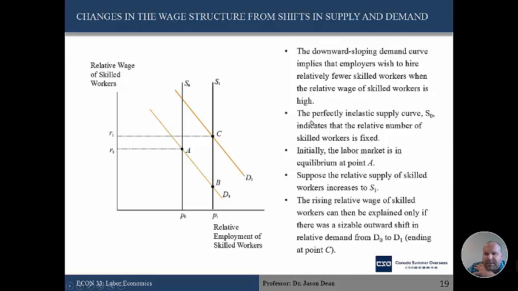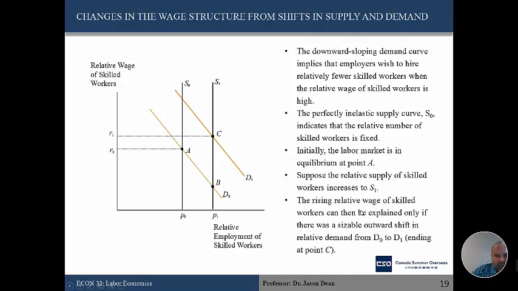We are going to represent the supply with perfectly inelastic supply curves. So that indicates that the relative number of skilled workers is fixed. So we're just going to assume they're fixed. And let's assume the initial equilibrium is at point A. And let's suppose that the relative supply of skilled workers increases to S1. If the relative supply of skilled workers increases, that will shift it to the right. And if we're on the demand curve D0, that would result in the relative wage falling.